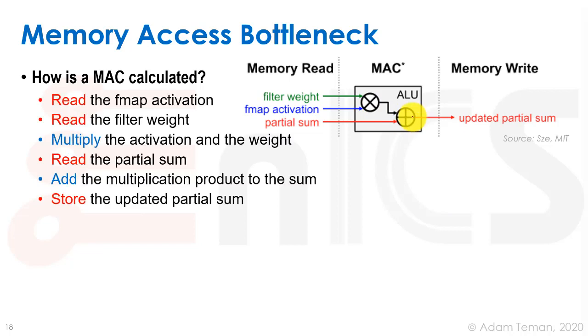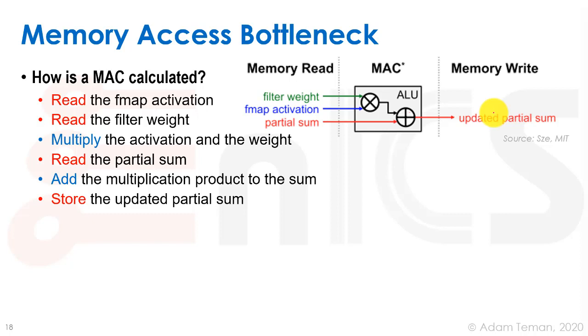So for a MAC, we're going to read the filter map activation. We're going to read the filter weight. We're going to multiply these two together, right? We're going to read the partial sum that we had from before. We're going to add that to the product of our filter weight and activation, and what we get we're going to write back into the partial sum again. So that's quite a bit of stuff, right?